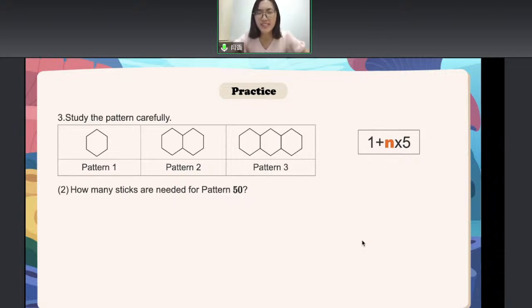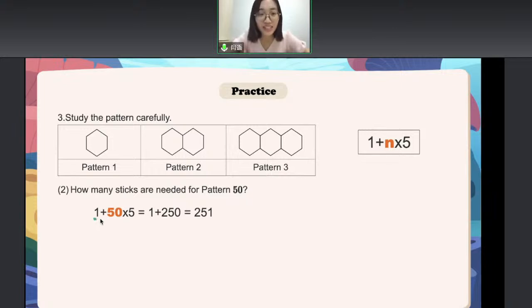The number of sticks is always equal to 1 plus the number of pattern multiplied by 5. So here we can get, when it is pattern 50, actually n equals 50. So what is the final answer? It should be 1 plus 50 times 5. Okay, here, actually everyone, pay attention. Because many students will make some careless mistake here.